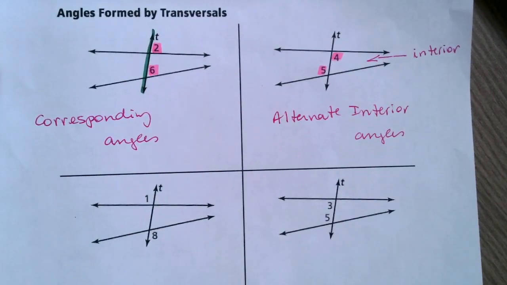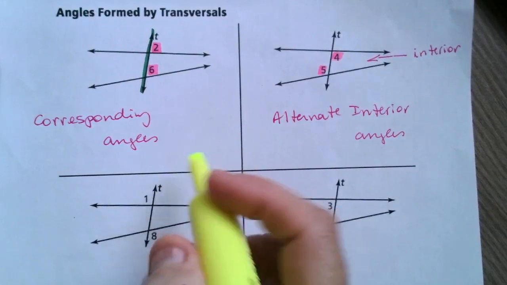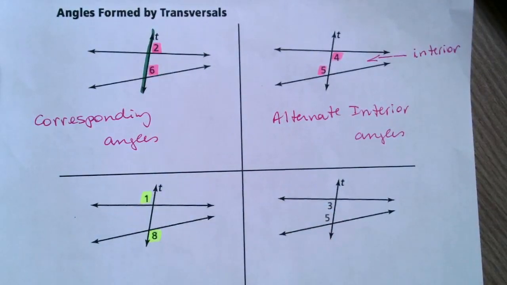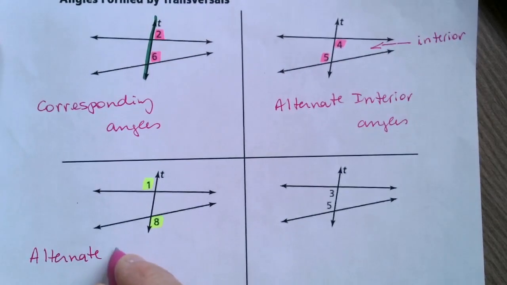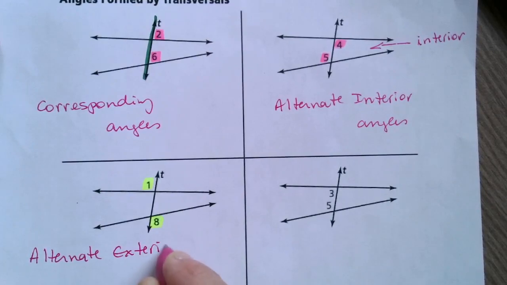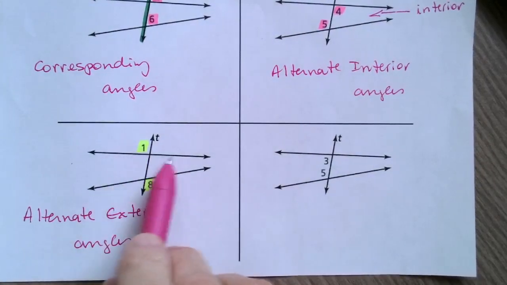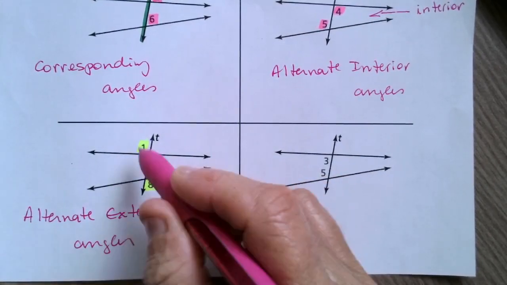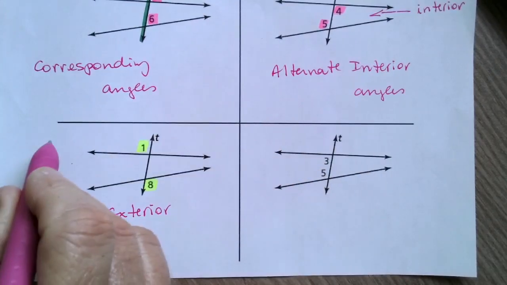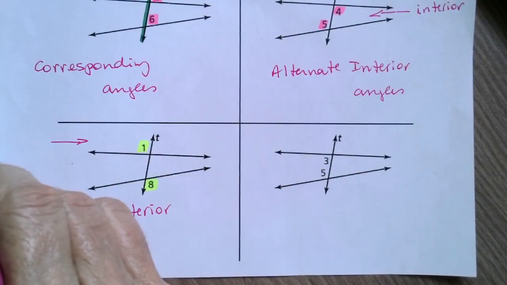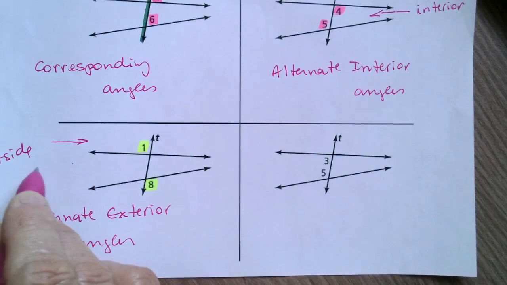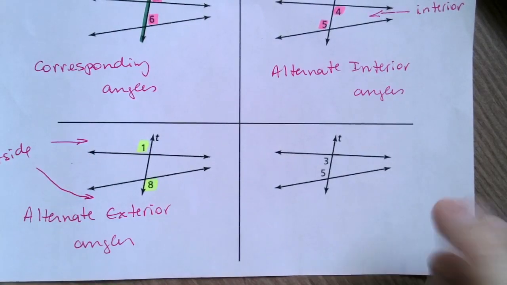The next two here, we notice angle 1 and angle 8. They are called alternate exterior angles. They are on alternate sides of the transversal again, but they are on the exterior. So here is the outside, right here, outside of the lines.